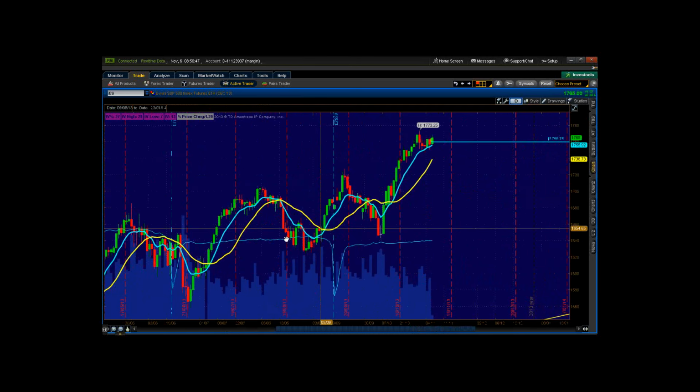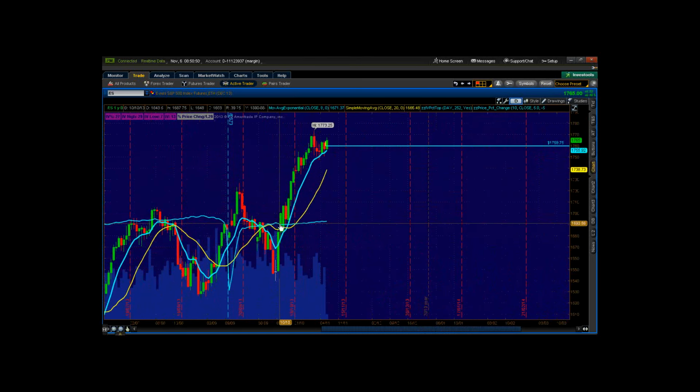Going over to the daily, again, we had gone parabolic. We were talking about closing this technical gap. We closed the gap, and we're now holding the 9 EMA, and we've got good slope and separation. Trend is very much intact.